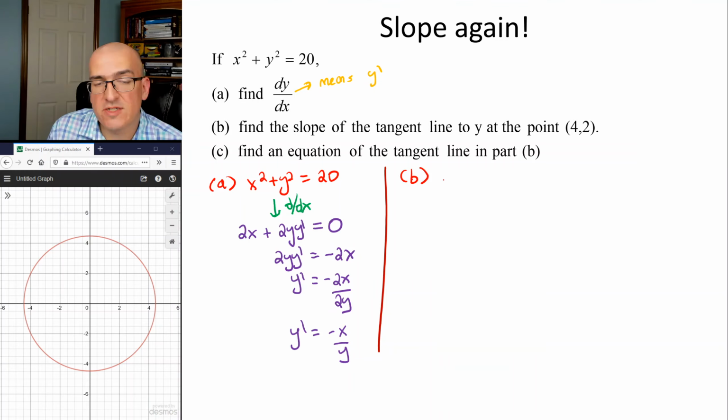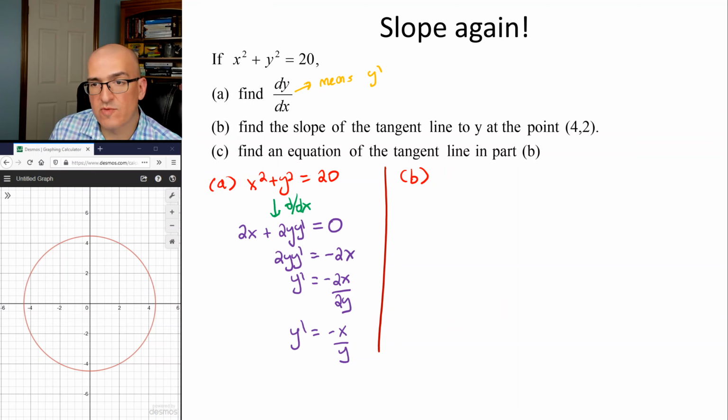Slope of a tangent line. Notice that unlike questions where you ask for the slope of a tangent line for an explicitly defined function, in which case you can just be given an x-coordinate, for implicitly defined functions you often have to be given an x-coordinate and a y-coordinate. And the reason for that is that there may be two y-coordinates for one x-coordinate for an implicitly defined function.